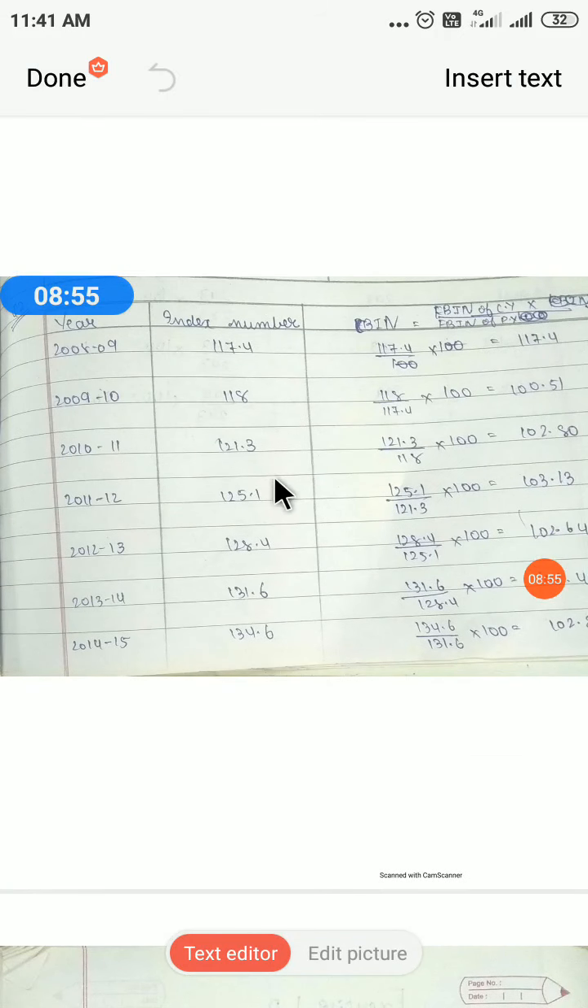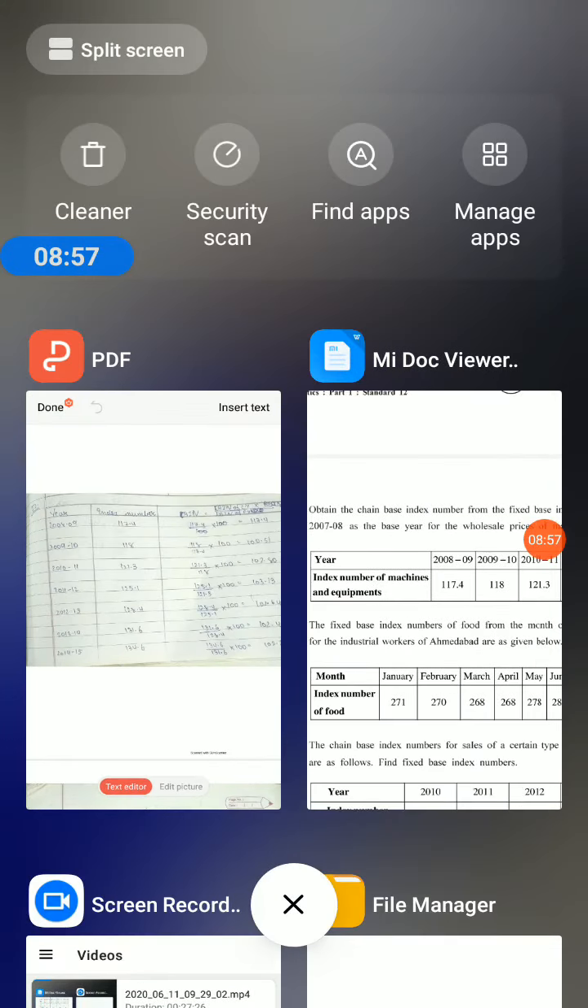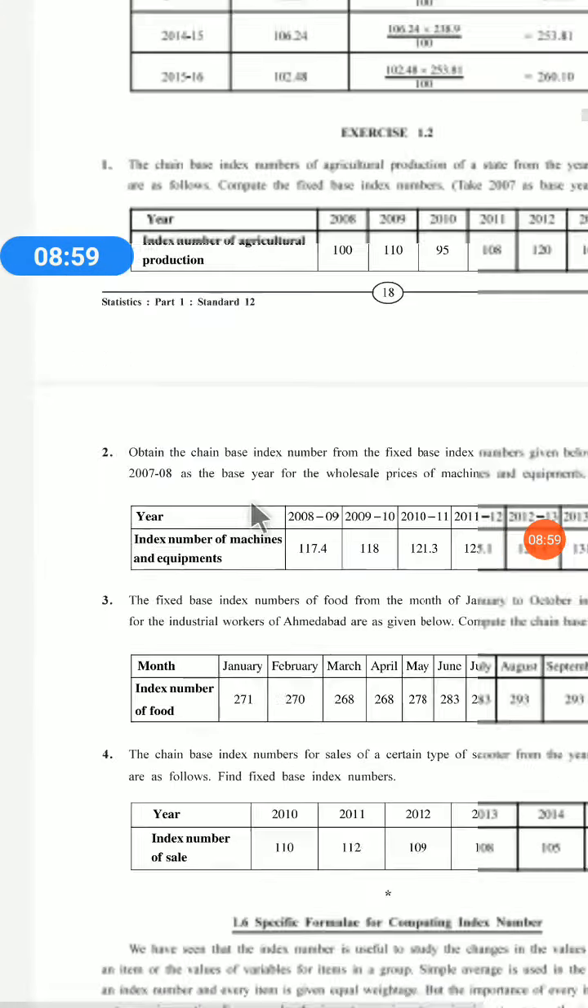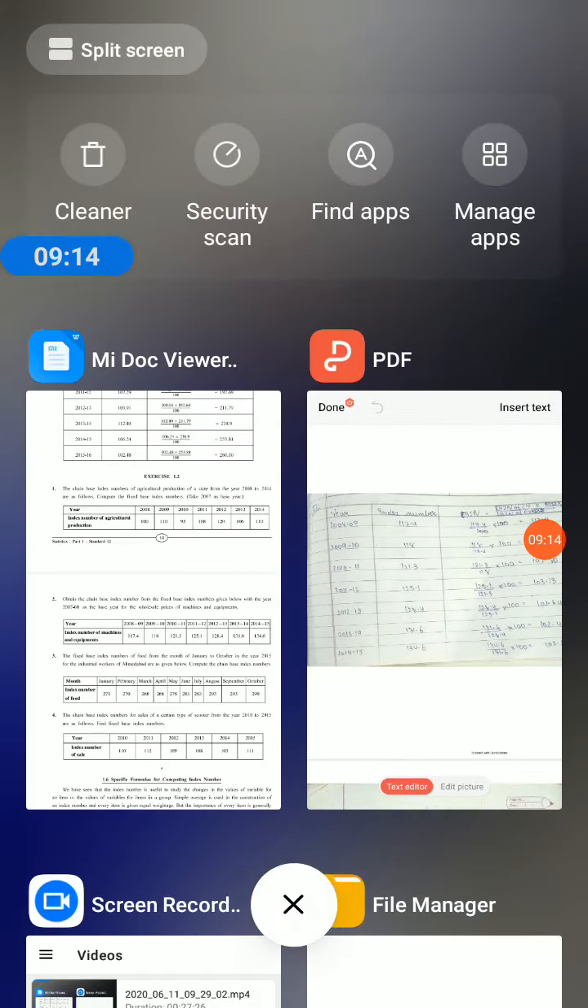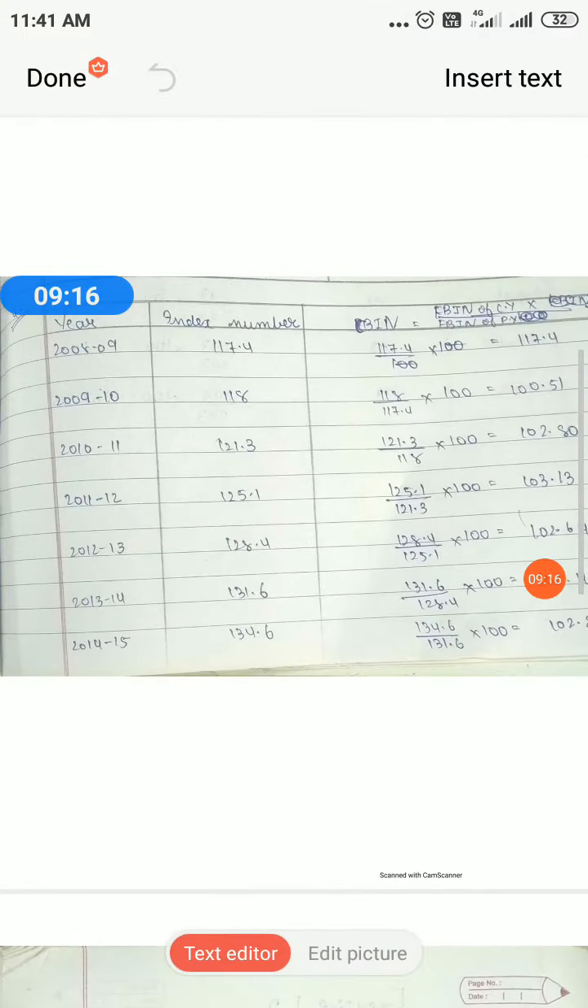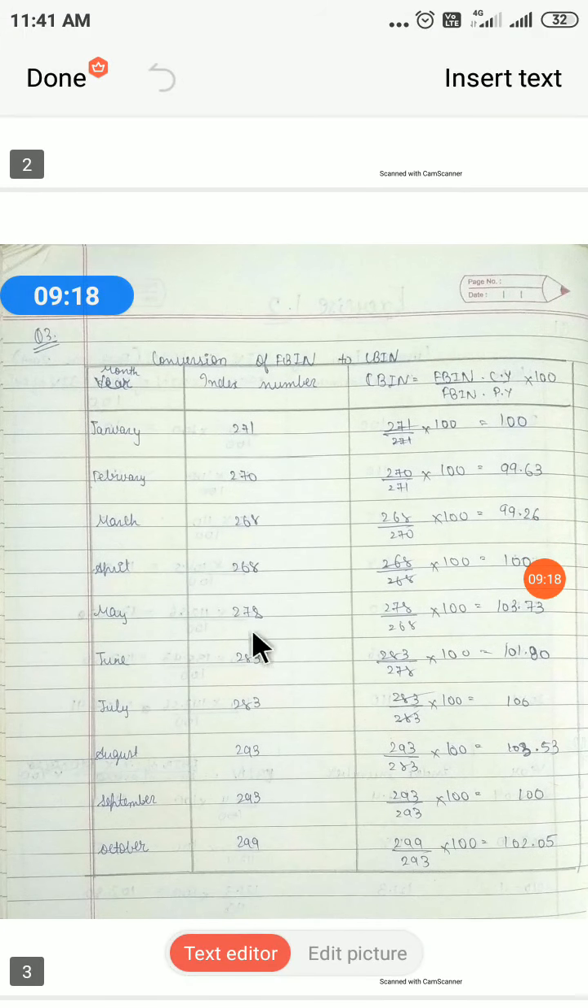But in question number 3, again see the question number 3, no base year is given. Okay, getting my point? Base year is not given, so we have to understand that January is our base year, and previous base month and previous month. So in this answer we will not take 100 in the denominator. We will take 271 upon 271 into 100. So we get the answer 100.